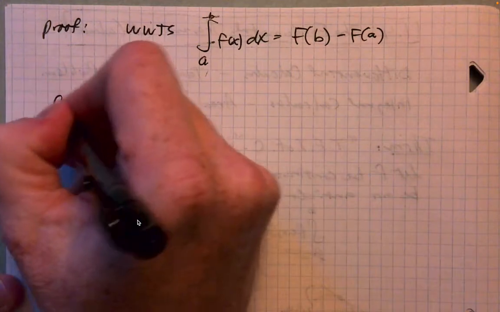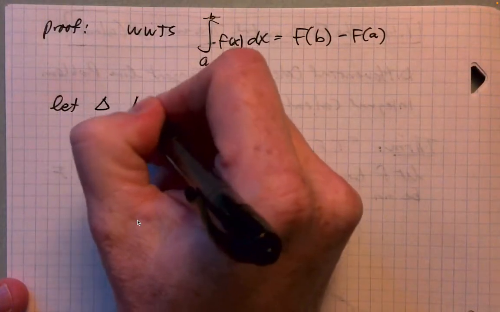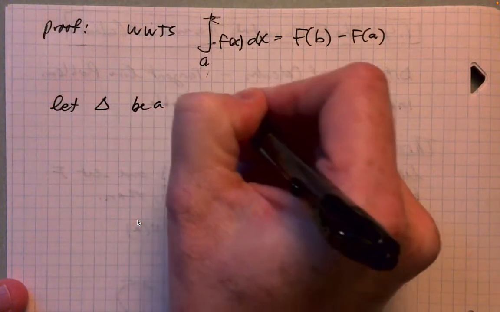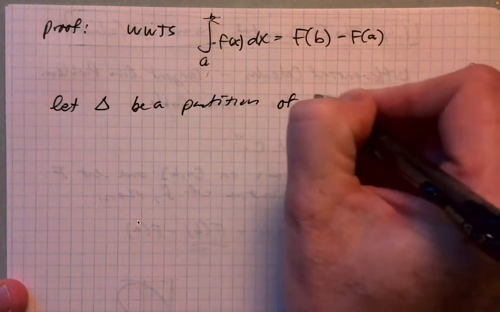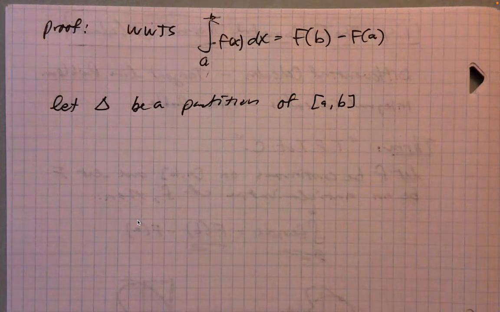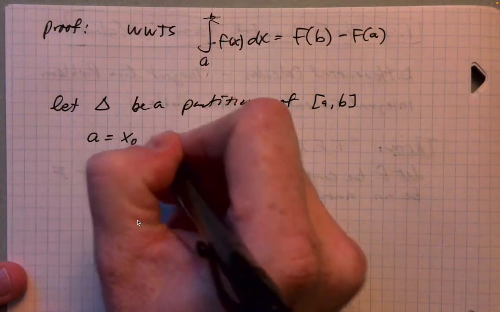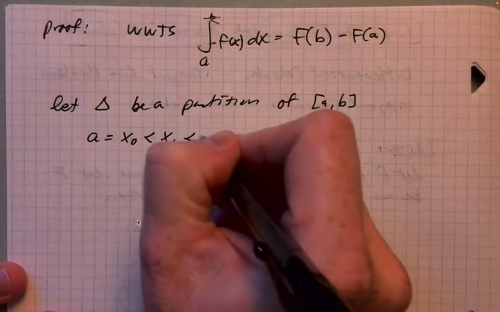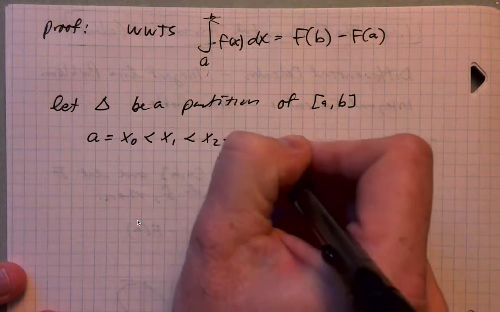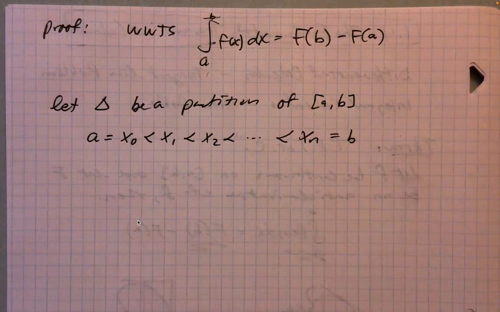So we're going to start with a partition of [a, b]. Let delta be a partition of the closed interval [a, b] on which we're operating. Okay, and so we can write that out more explicitly. We'll say a is equal to x0, which is less than x1, which is less than x2, and so on, less than xn, which is equal to b. Okay, so that's the partition delta.